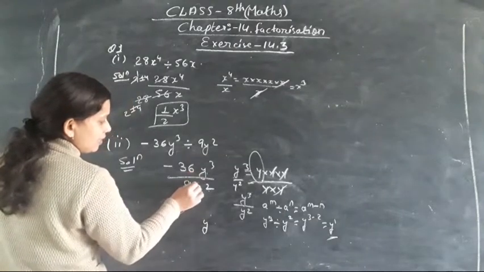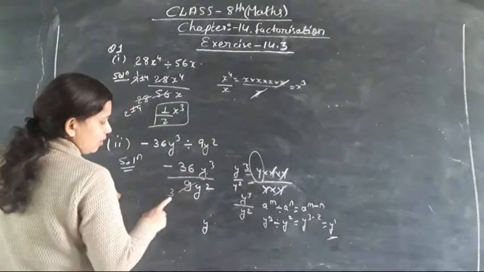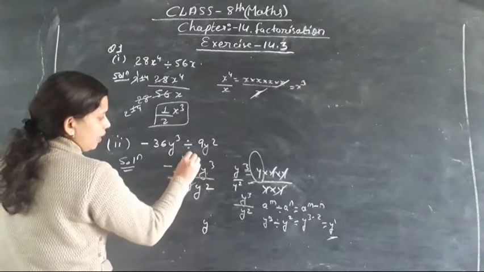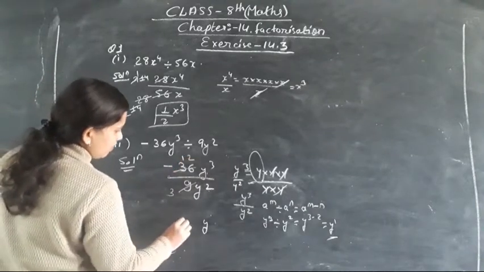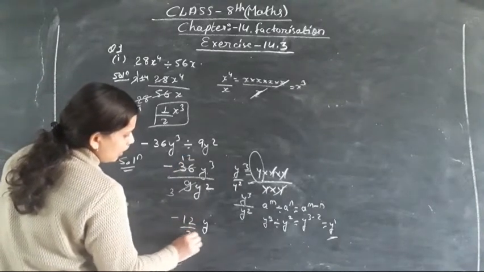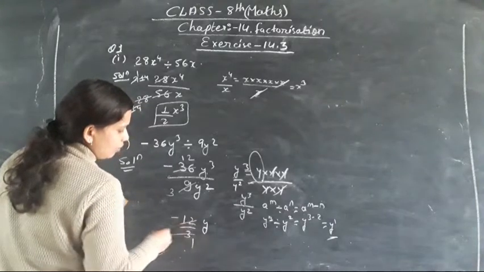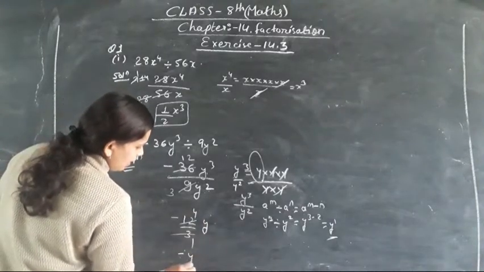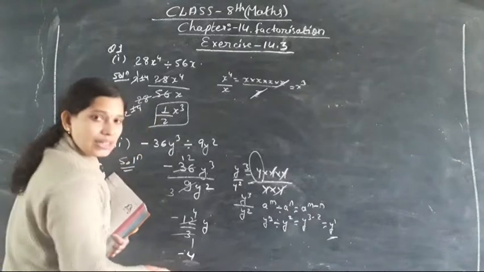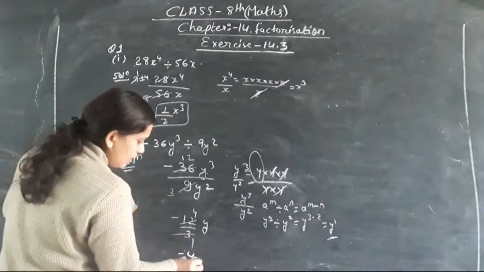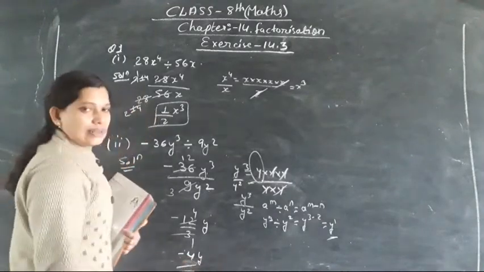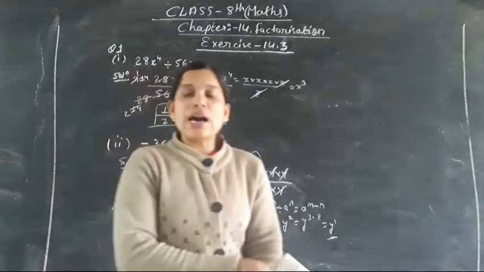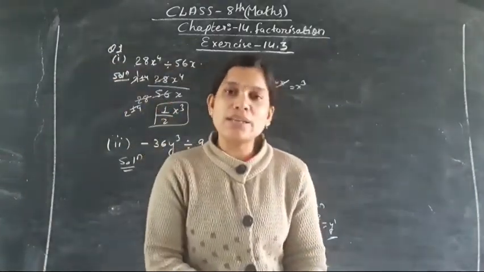It can get cancelled by the table of 3. So 3 nines are 27, 3 ones are 3, and 12 threes are 36. So what is the number left? Minus 12 upon 3. Again this 3 will be 1 and 12 will be 4. So what is the answer we are having? Minus 4y is the required answer. Clear to everyone? The answer for this will be minus 4y.